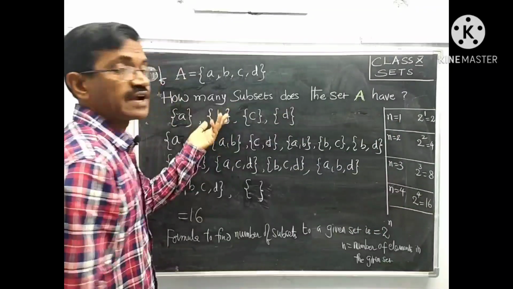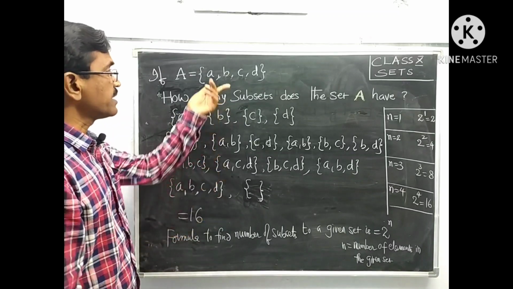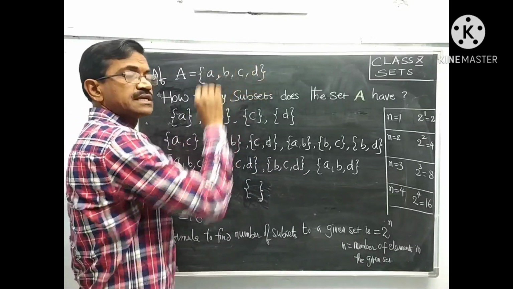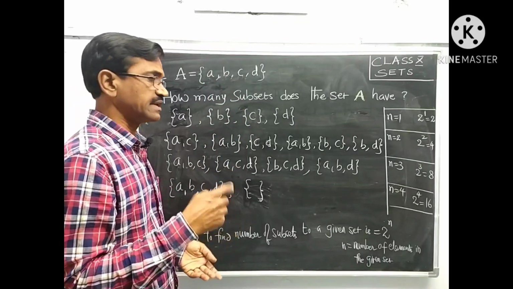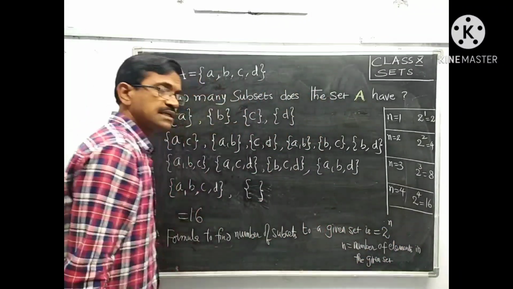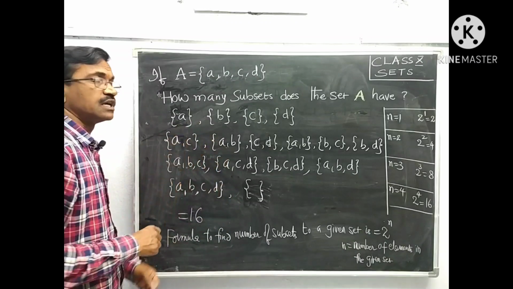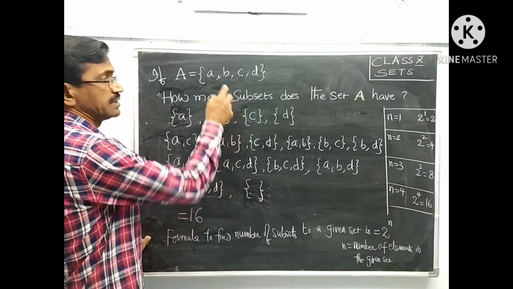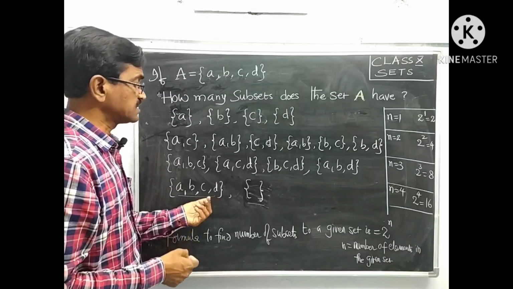We have already verified this here. In this way, without writing these subsets, we can find the number of subsets of a given set. If there are 5 elements, we can write 2 to the power of 5, which means 32 subsets of the given set. This is the formula to find the number of subsets a given set has. But one thing we have to remember: every set is a subset of itself, and phi is a subset of every set. These 2 points should be remembered.